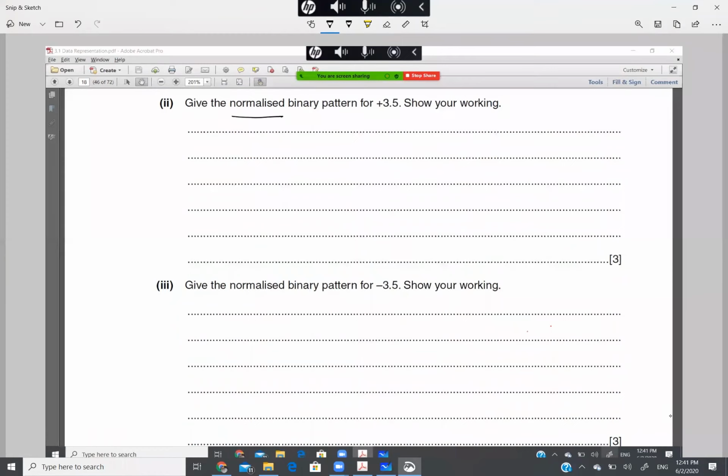3, we have a decimal portion: 1, 2, 4, 8, 0.5, 0.25, 0.125, 0.0625. I'm doing this so you people can also remember it. And 0.03125. So we need to make only 3.5. This is our 3. This is our 0.5. This is the answer.